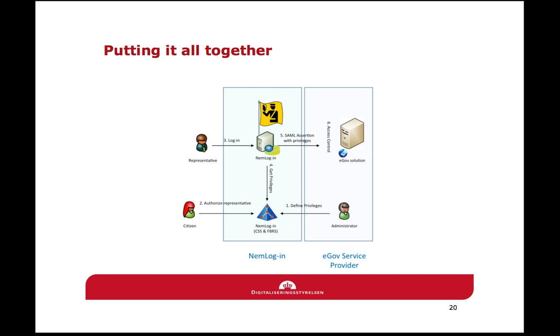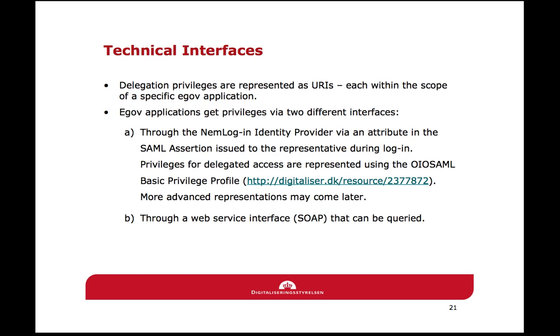So power of attorneys are exchanged from our SAML-based IDP to all the eGov applications, and we have actually two different interfaces, and the eGov application can choose whatever they like. One of them is that we put an additional attribute in the SAML assertion, in the attribute statement, and there we encode these delegations. Of course, this is not standardized SAML, but all SAML implementations can convey custom attributes.